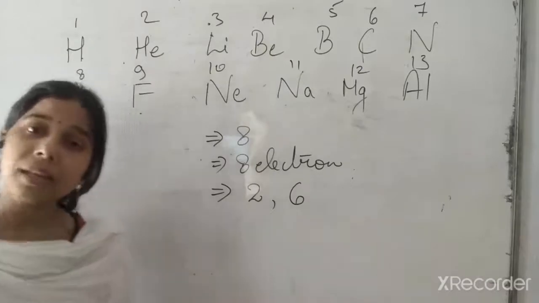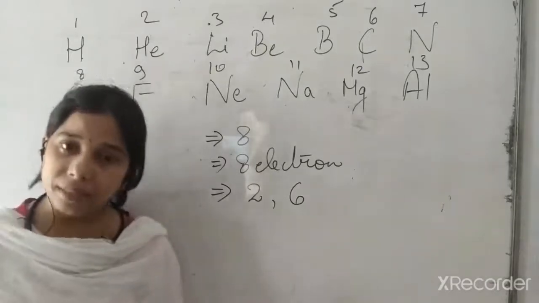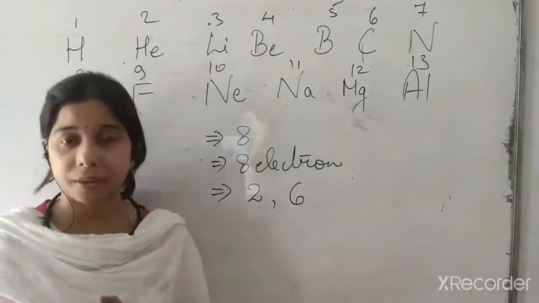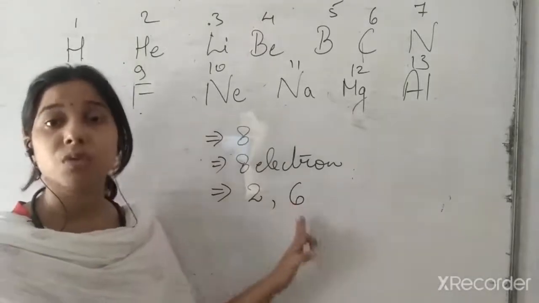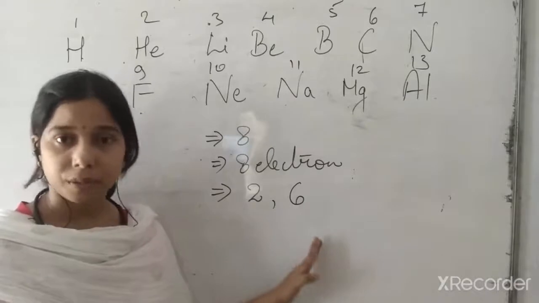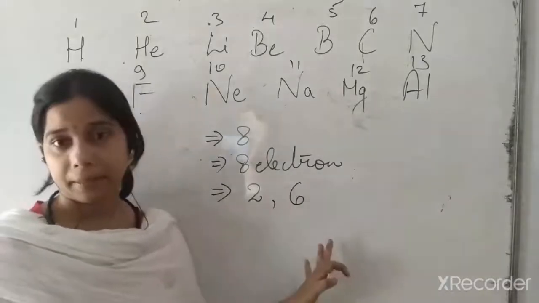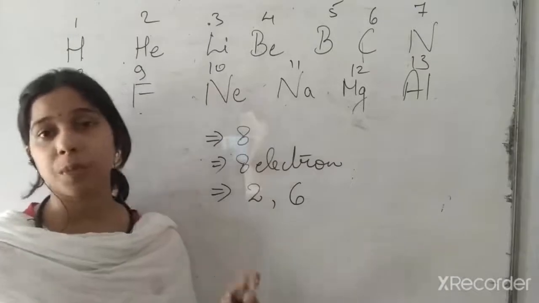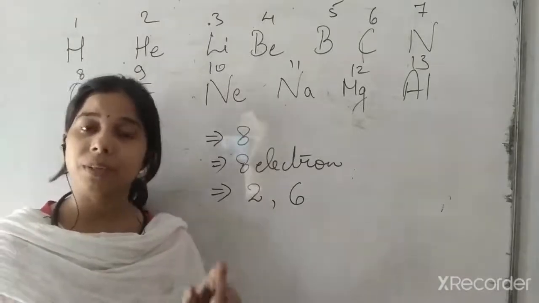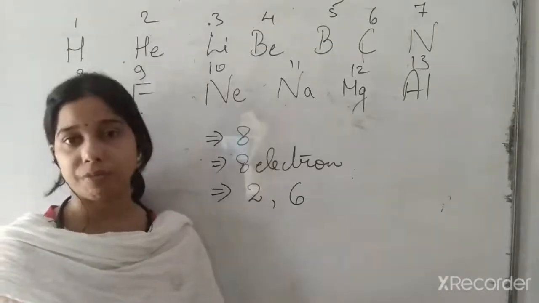Now every element has the tendency to complete its octet. It means at the last shell it wants to complete its octet, it wants to be 8. Remember that the last shell always wants to be 8, because 8 will give stability to the element.